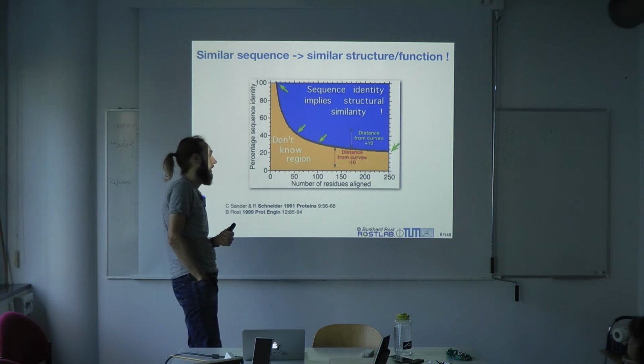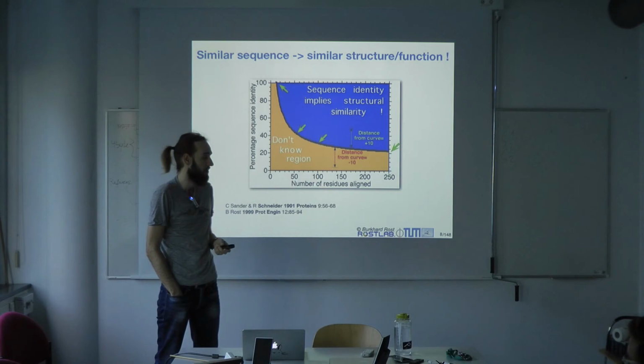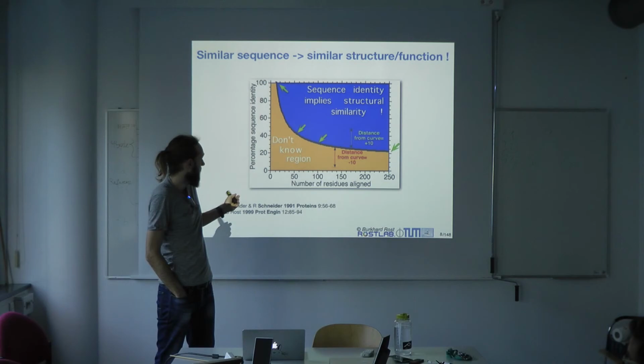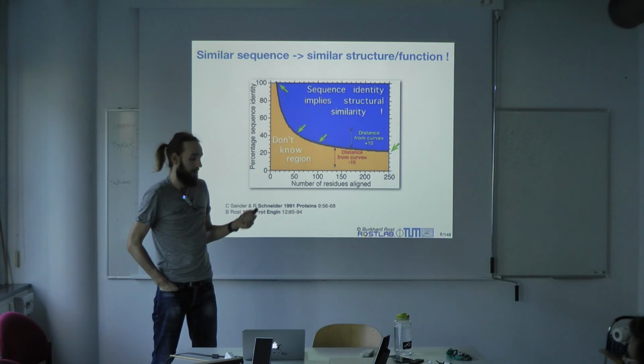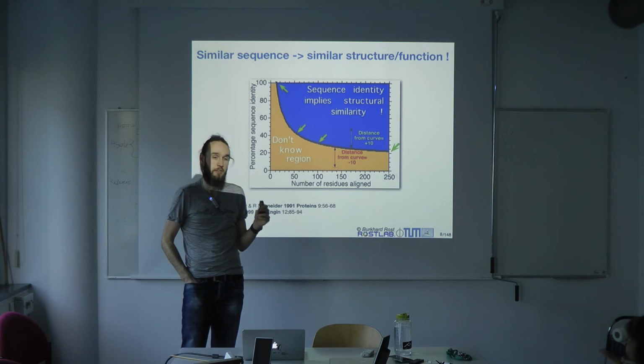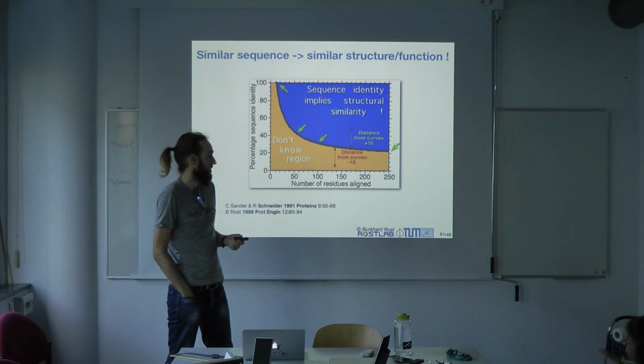Yes, so the basis for this whole thing is that you align 2 proteins, first of all, right? And then you have a length of that alignment and you know how much sequence identity you have in this alignment. You have this curve, and this curve is empirically determined from a set of structure pairs where we know they have a similar structure, and then they fit the curve so that proteins that have a similar structure are above this curve.